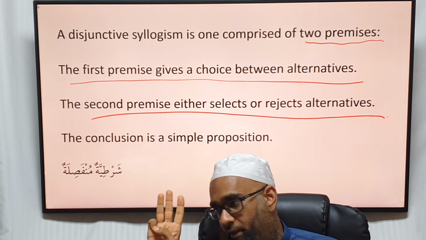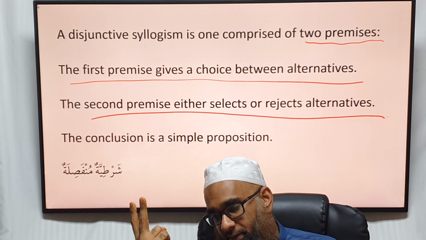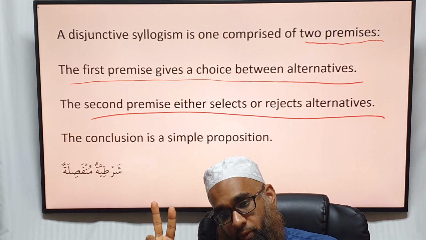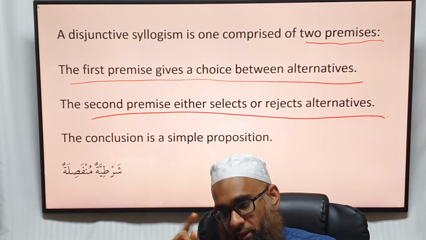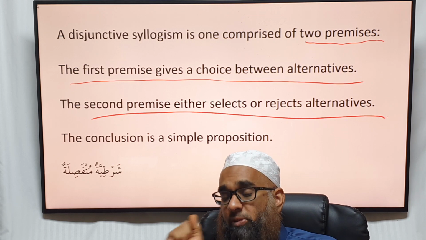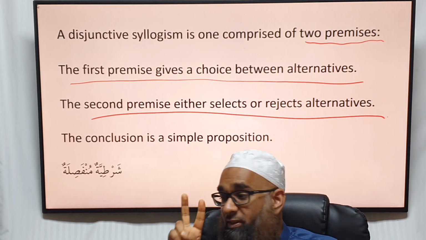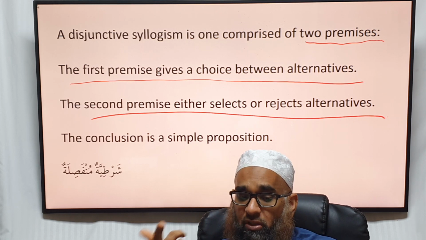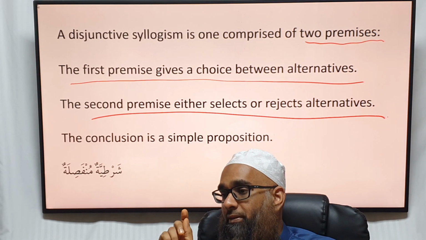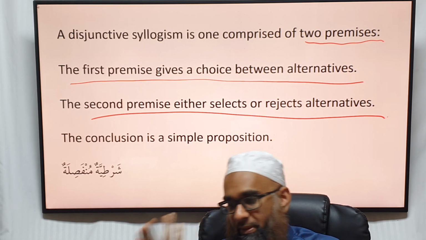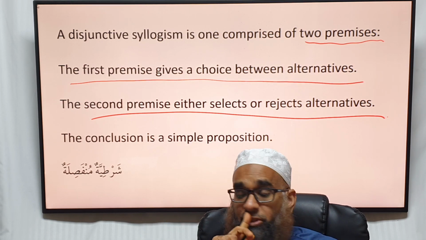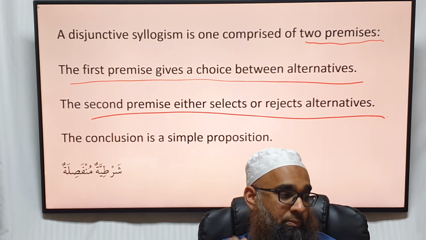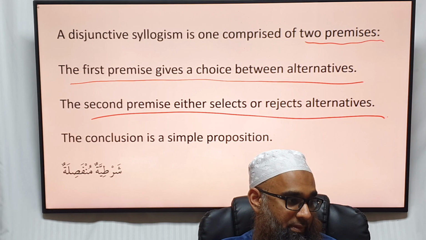So what do you have? Two premises and a conclusion. What do you have normally? Same thing, yes? Two premises and one conclusion. In a two premise, what does the first premise do? It gives us a choice between a few things. And the second one either affirms or rejects the selection. And then the conclusion will be a simple proposition. This is called shartiyya munfasila. What's it called? Qadiyya shartiyya munfasila. Okay?